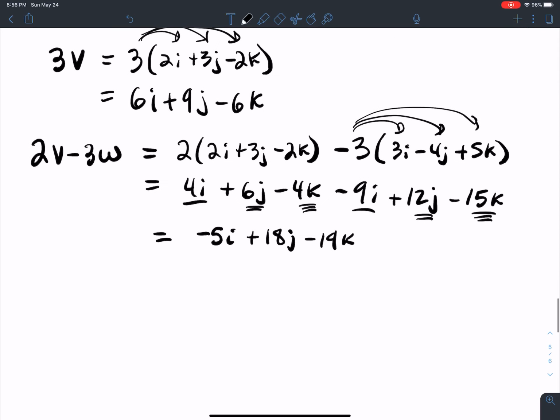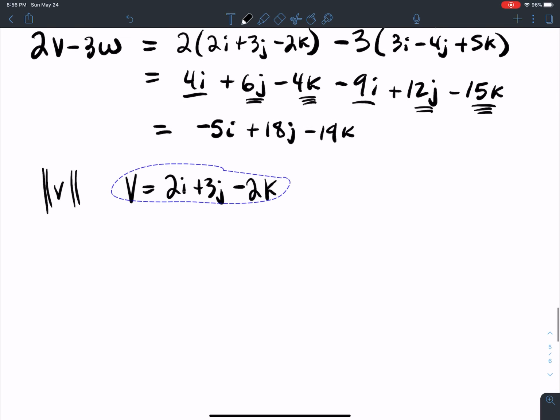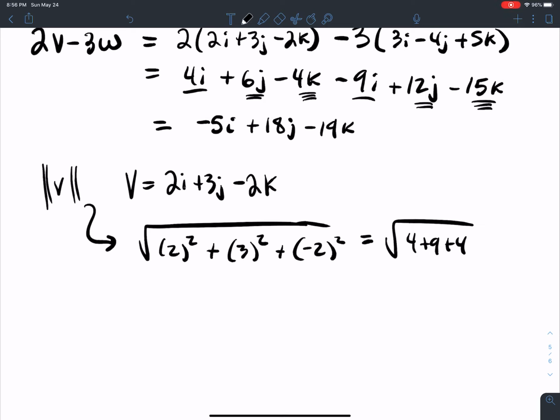Okay. So I wanted to find the modulus or the magnitude of v. So v, let me copy it down here so I don't forget. So that's v there. So to do this, I take the square root of 2 squared plus 3 squared plus negative 2 squared. And I get square root of 4 plus 9 plus 4. 4 and 4 is 8 plus 9 is 17. So that's the square root of 17.